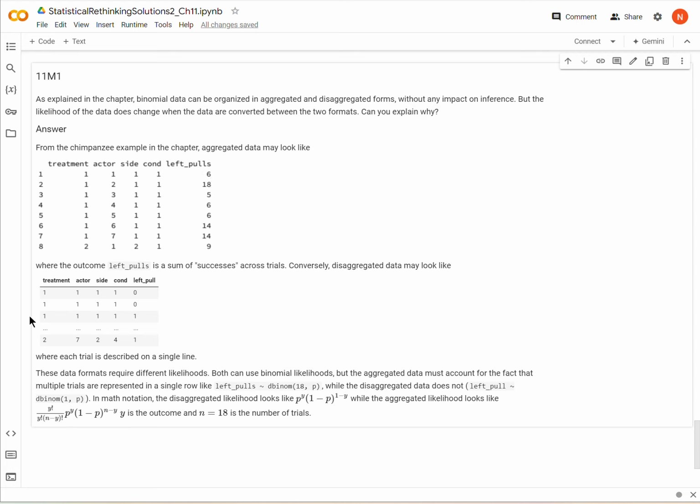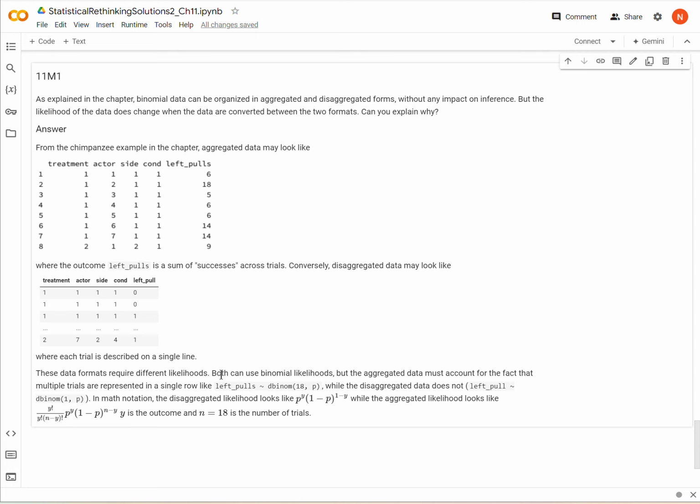In the disaggregated data, it might look like this, where every single trial has its own row. For treatment 1, actor 1, side 1, we have the outcome of that particular trial, and we repeated that trial. This time there was also no pull, and then we repeated the trial, and this time we got a pull, and so on. So that's the difference between the two data formats. It may be intuitively obvious that we do need to account for the different data formats. And so how do we do that?